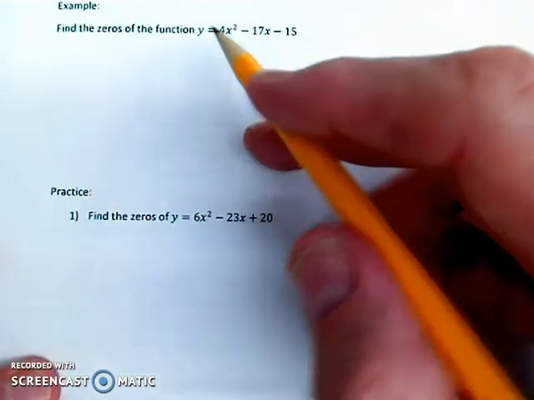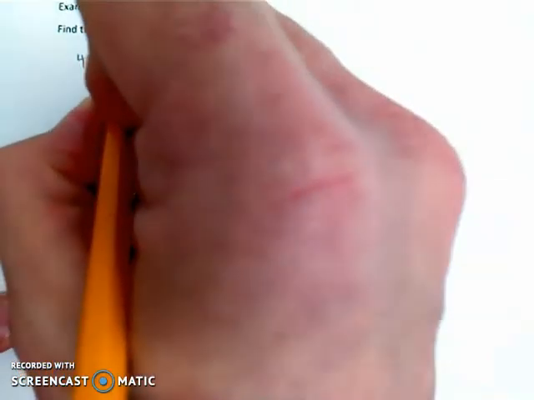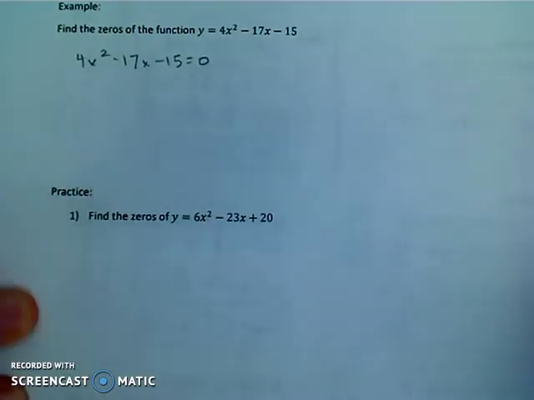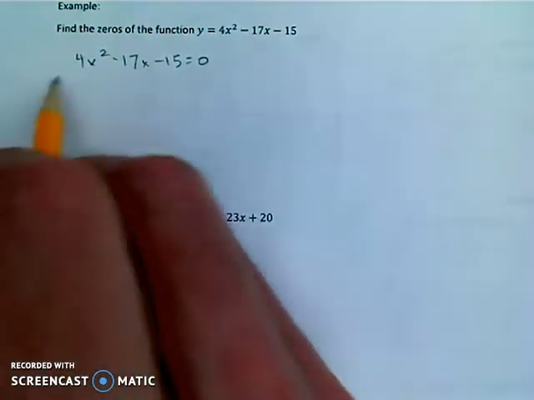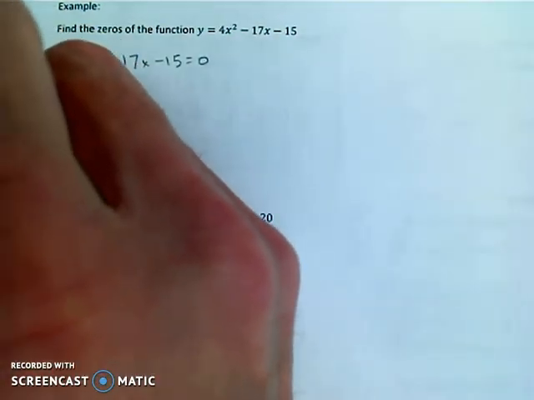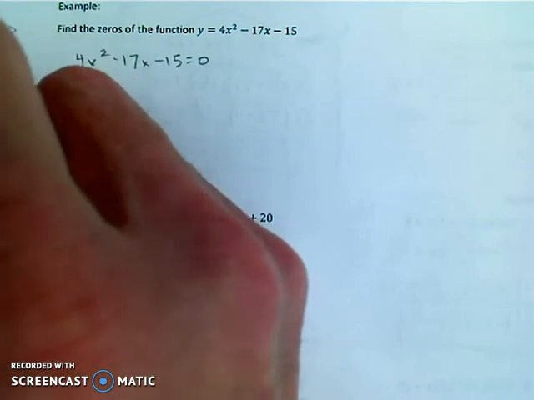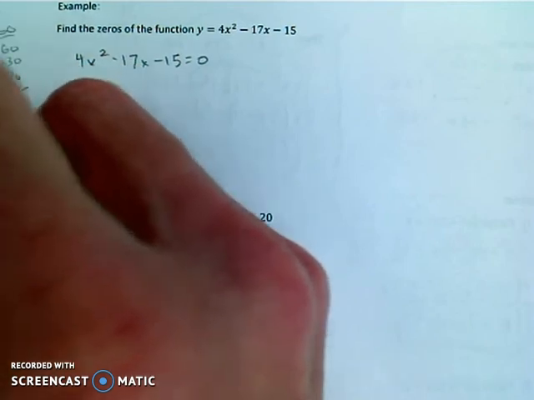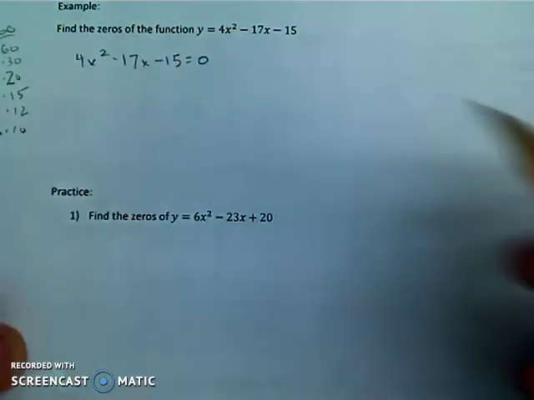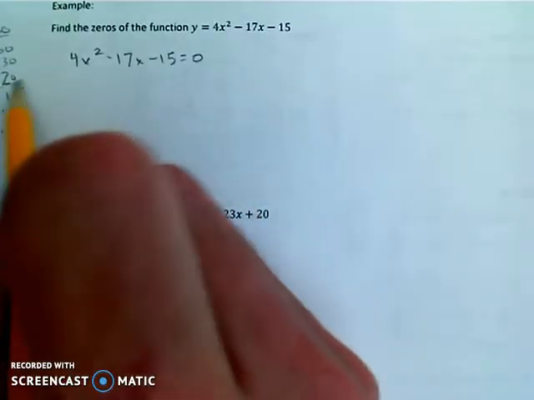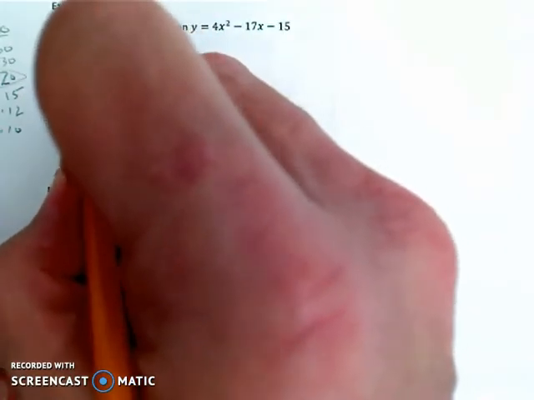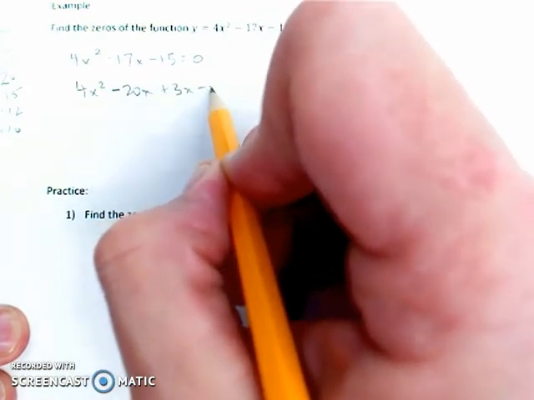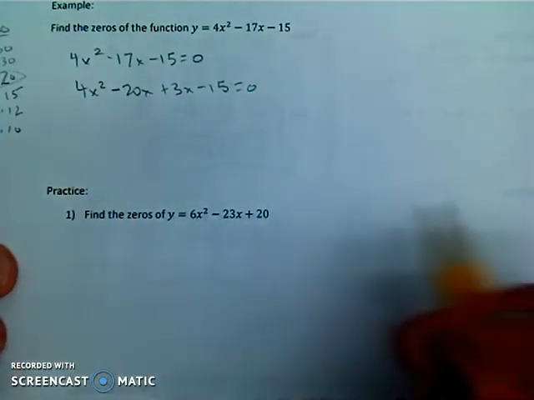We want to set this equal to 0. 4x squared minus 17x minus 15 equals 0. Now, we need to factor this. 4 times 15, I need factors of 60. We just did this. Should be pretty quick to run down the line, right? 4 times 15, 5 times 12, 6 times 10. Now I need two factors that are 17 units apart. That's 3 and 20. So 4x squared minus 20x plus 3x minus 15 equals 0.